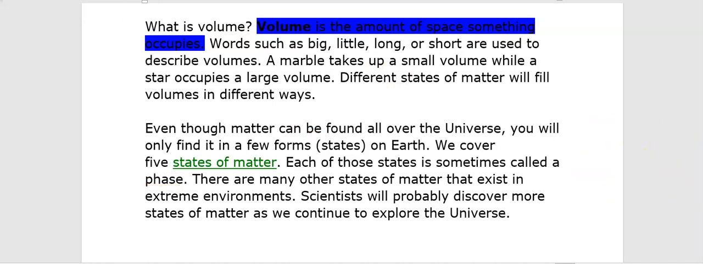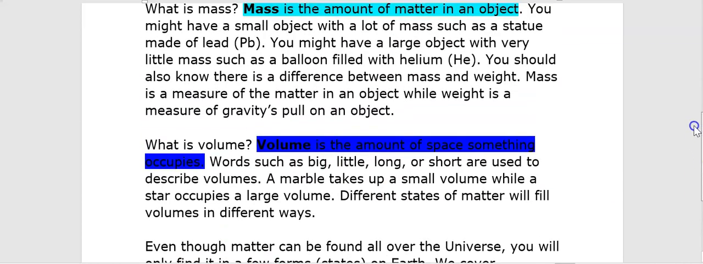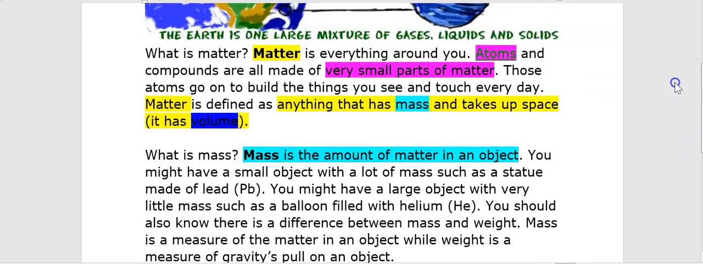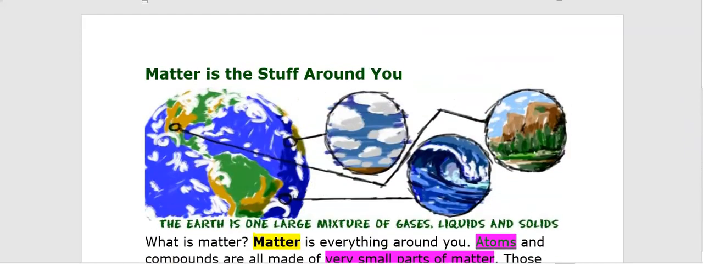So don't forget, your assignment is to be sure that you have the note cards for volume, mass, and matter today. Thank you.